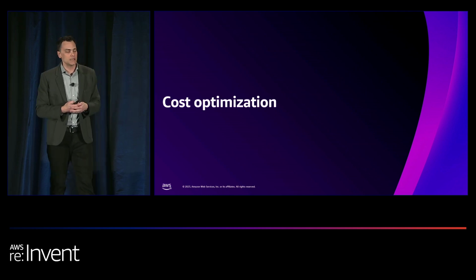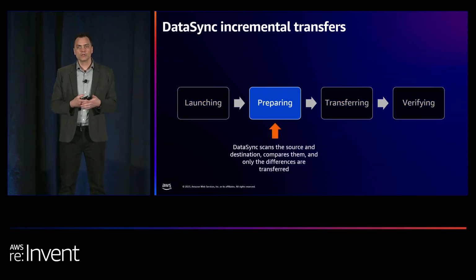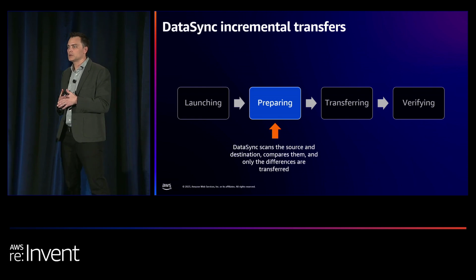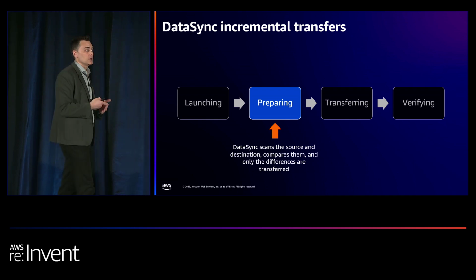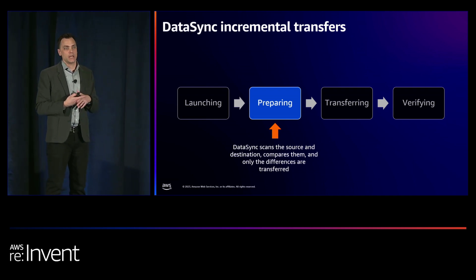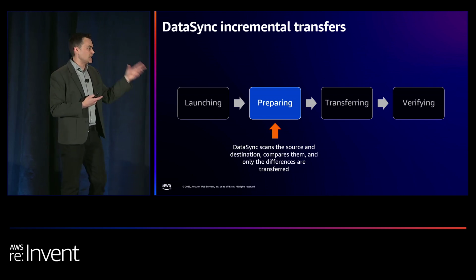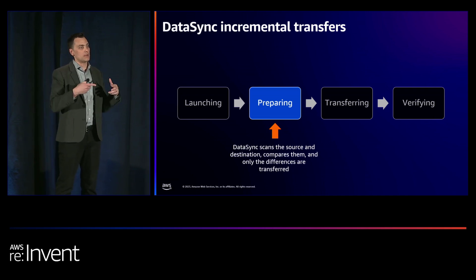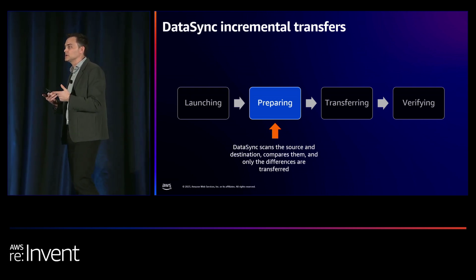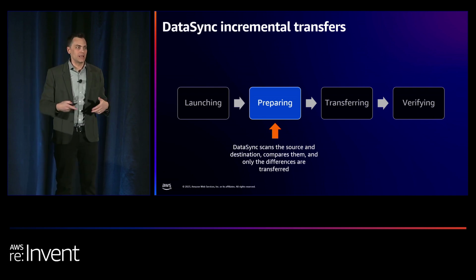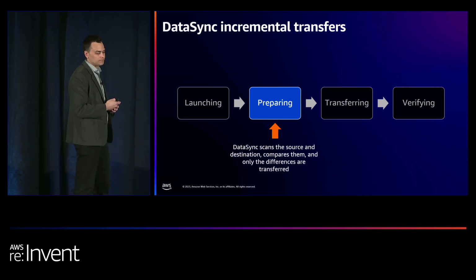And then from a cost optimization perspective, there are some things that we do as well. DataSync charges on the amount of data that we transfer, so we charge on a per gigabyte basis. And DataSync is always doing incremental transfers. That means we only try to copy the data that has actually changed between the source and the destination. The way we do this is during the preparing phase, we scan the source, we scan the destination, we compare them both at the data and metadata level to see what's changed, and then only copy what has actually changed. In that way, we're not trying to copy the same data over and over again and charging you for extra stuff. We're only doing those incremental transfers.